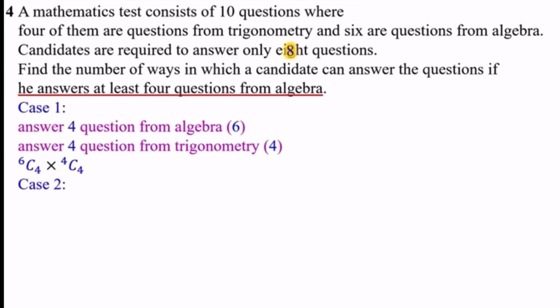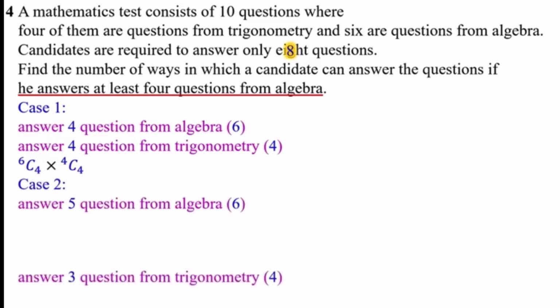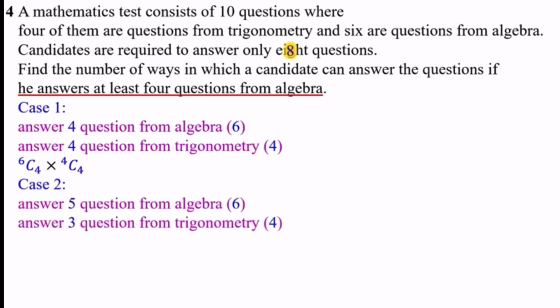For case 2, because of at least 4, we can answer 5 questions from algebra, right? Because algebra has 6 questions. So if he answers 5 questions from algebra, that means for trigonometry he needs to answer 3 questions. So 6C5 times 4C3, right?